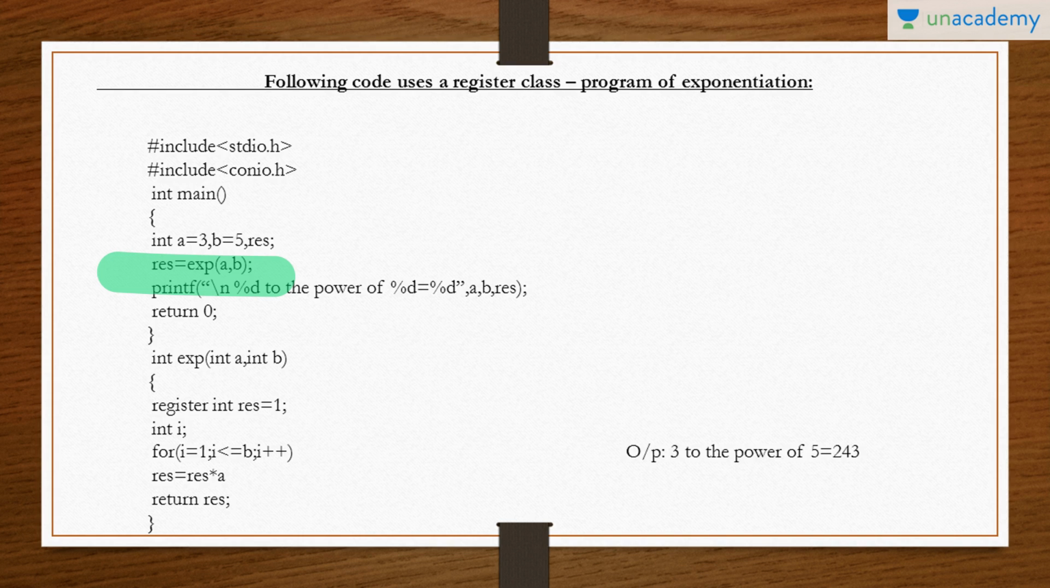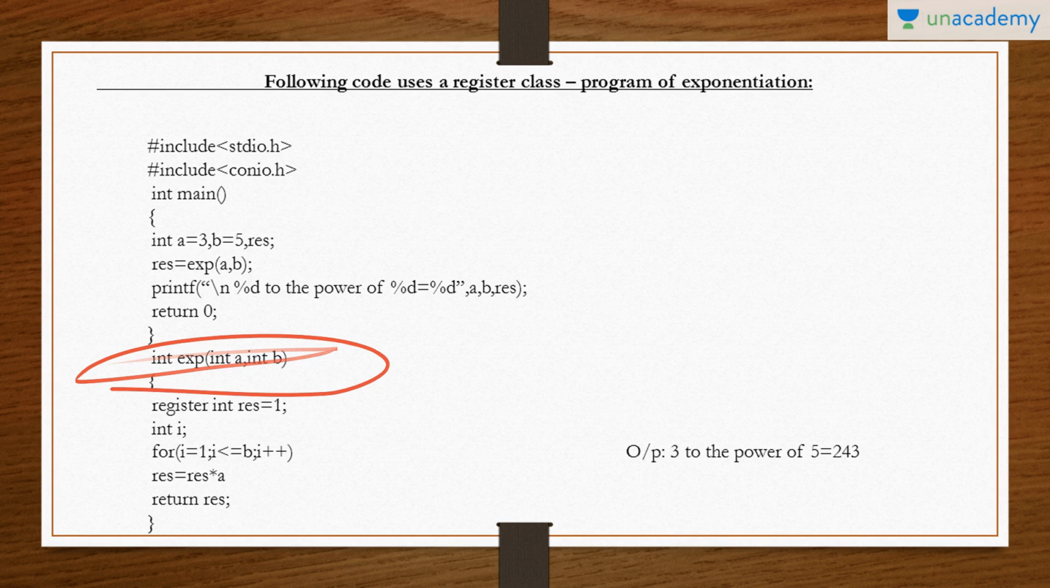Here printf %d to the power of %d, suppose the first %d is for a, the second %d is for b, and the third %d is for result, meaning res, as you see here. So we terminate this block with return 0. Now the first block is executed. We have declared and defined, and then called a function over here. This is the function which we called: int exponential of int a comma int b.